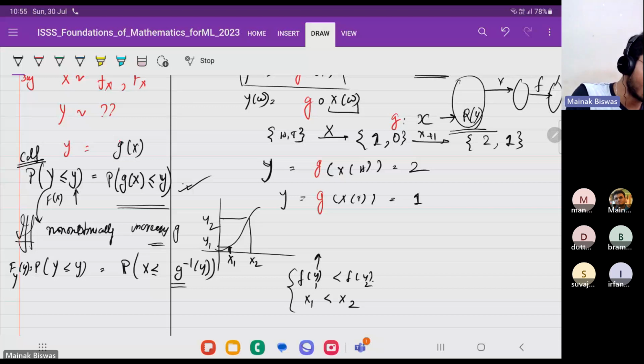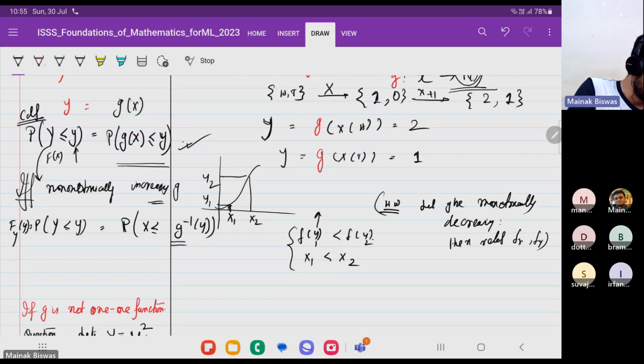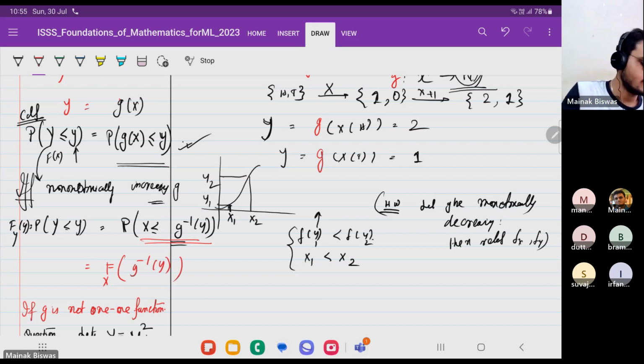So I will give you a homework, then you will understand. Let g be monotonically decreasing. Then find the same relation. How will you do it? Relate F of x and F of y. This is your homework. Okay, so I can take this inverse. So what does it mean? F of y equals F of x of g inverse of y, yes or no? Now X is the random variable which I know already.